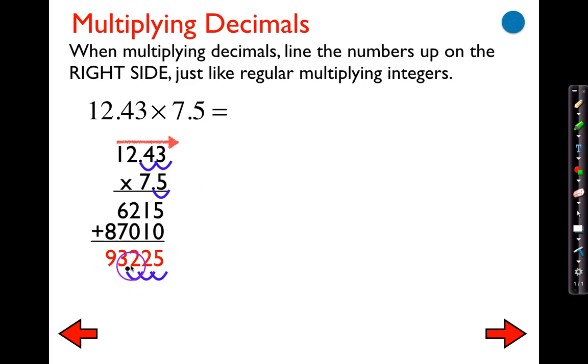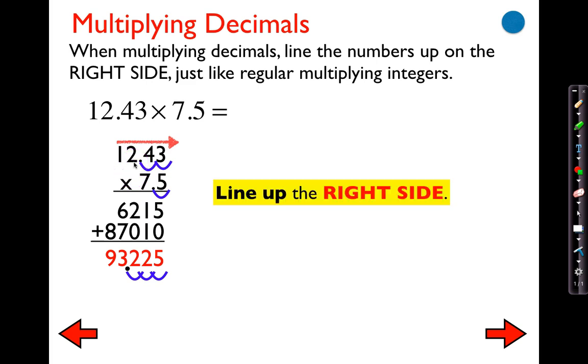1, 2, 3. Now notice with multiplying, it's different than adding and subtracting. You don't simply just bring down a decimal. You have to count the decimal places. So please make sure you do that.